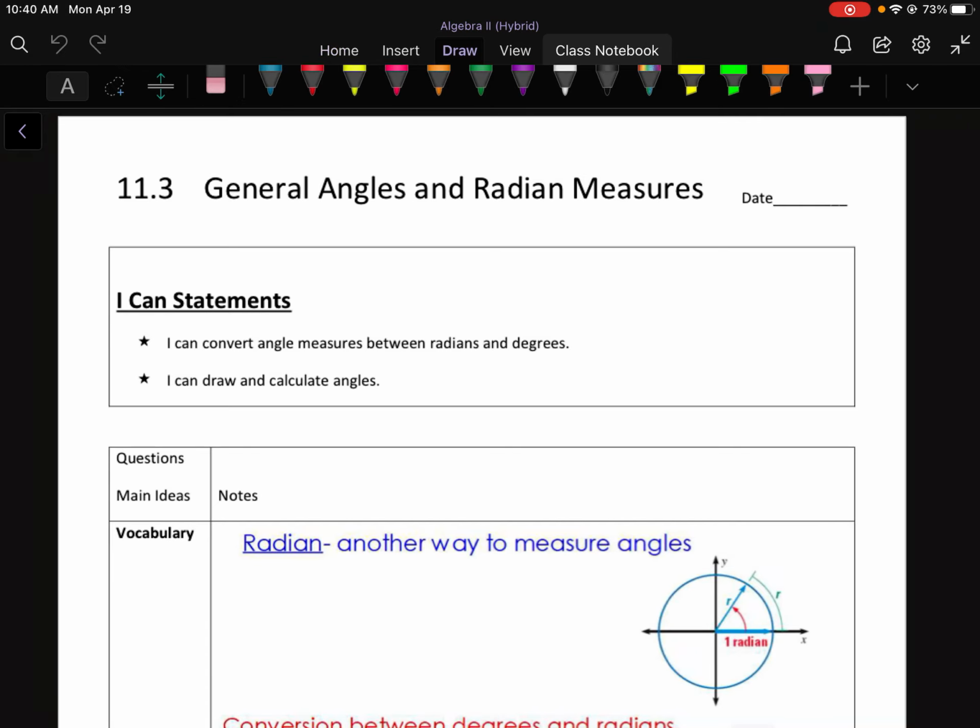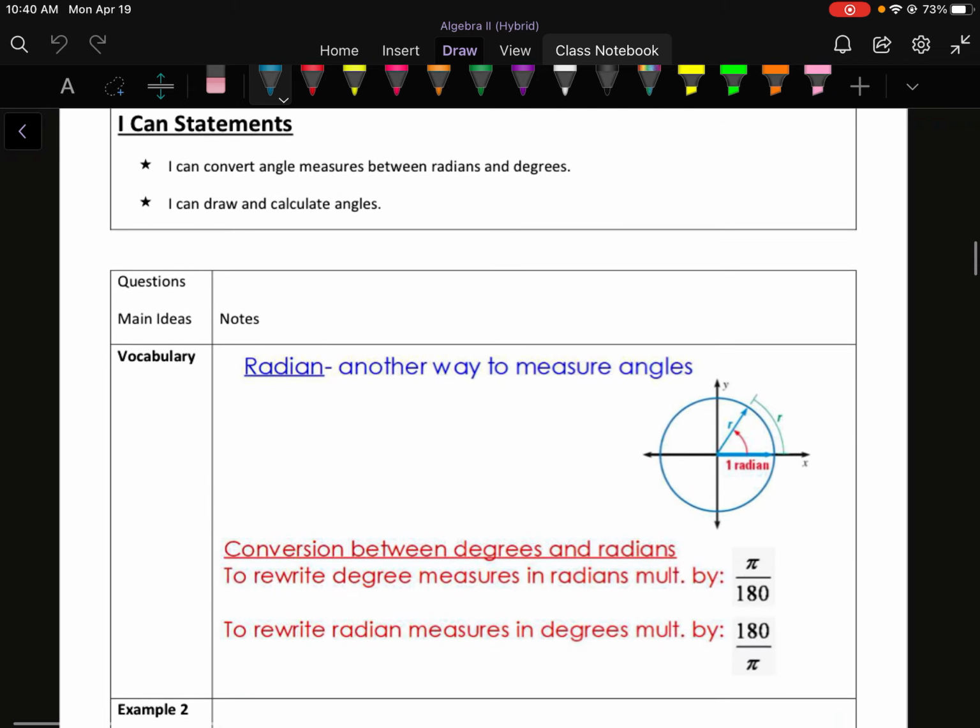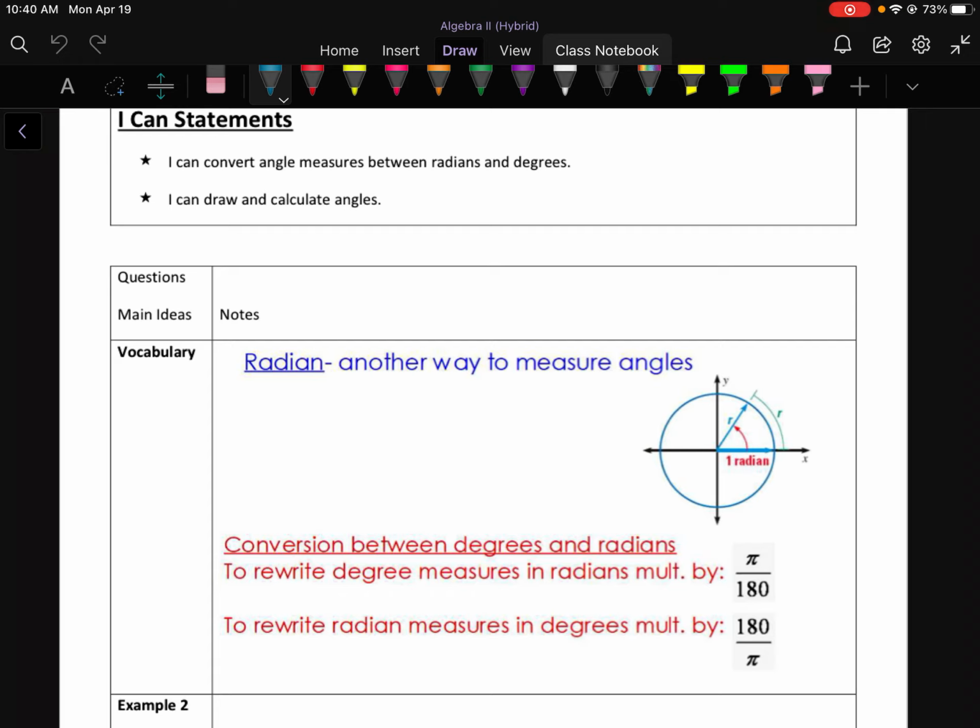All right, section 11.3, general angles and radian measures. So we're going to look at converting between radians and degrees and drawing and calculating different kinds of angles. So first of all, radian is just another way to measure angles. It's always in terms of pi. And right here is kind of the key piece.